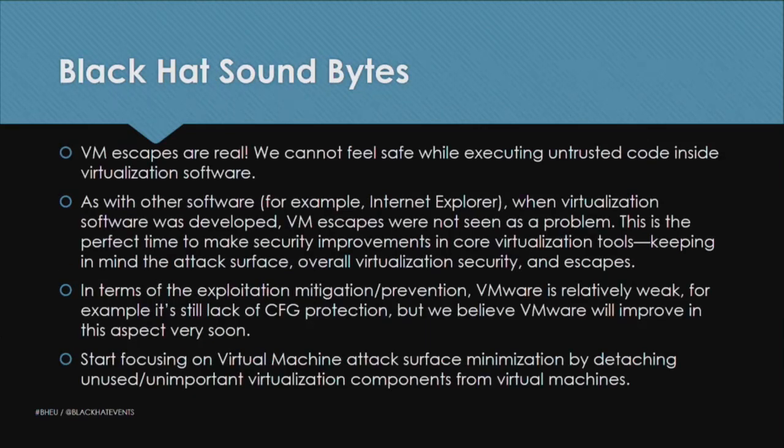So now these are the takeaways of our talk. When virtualization software was developed, guest to host escape attacks were probably not seen as a problem. But guest to host escapes are real now. So probably it is the right time to make some changes or security improvements in the core virtualization tools. While doing that, we have to keep in mind the attack surface, the overall virtualization security, and definitely guest to host escapes. In terms of exploitation, what we have seen while reverse engineering VMware Workstation is that it lacks a couple of things. For example, there is no CFG protection so far in the VMware VMX process. But we are hopeful that VMware will improve this real soon.